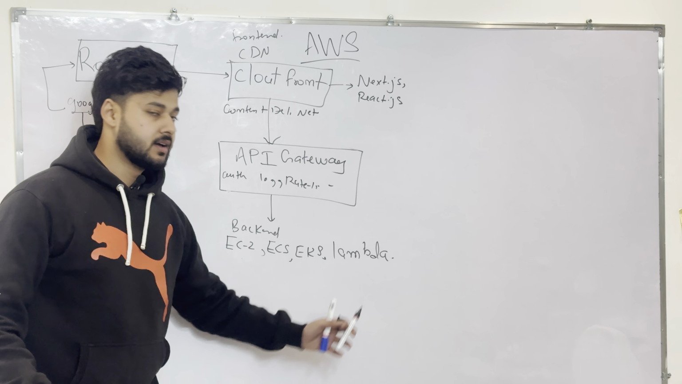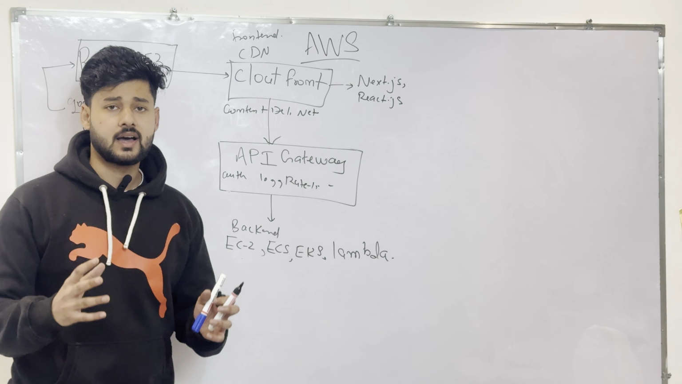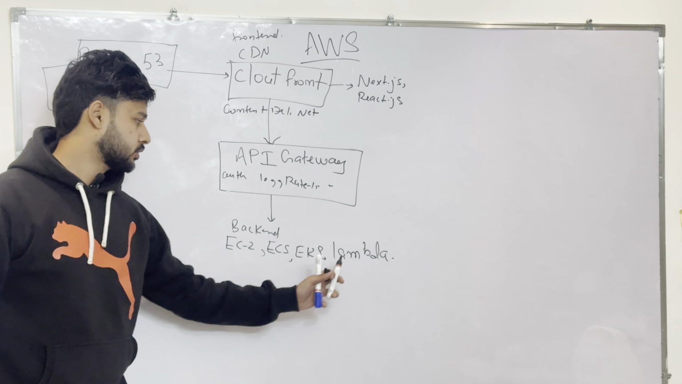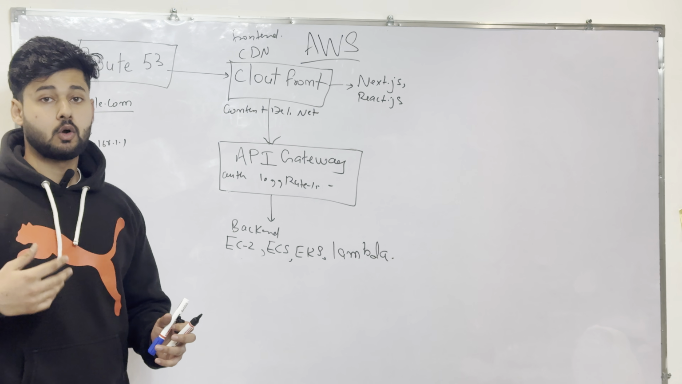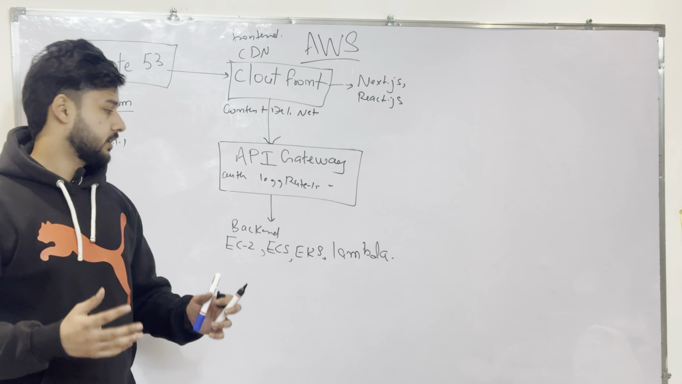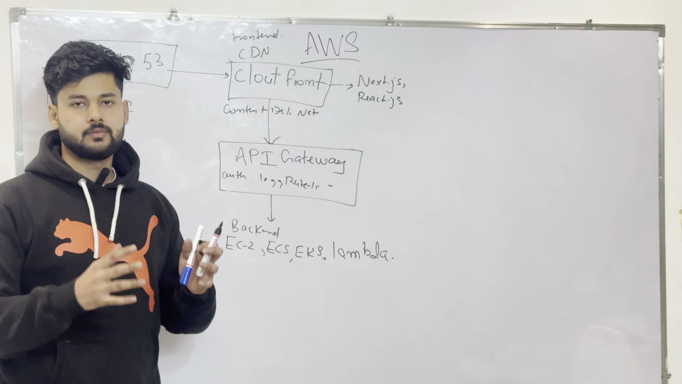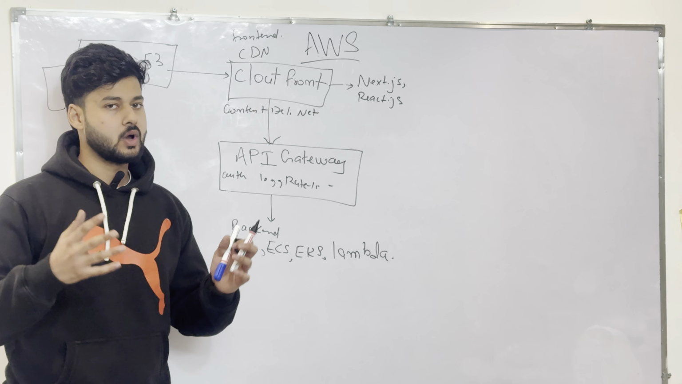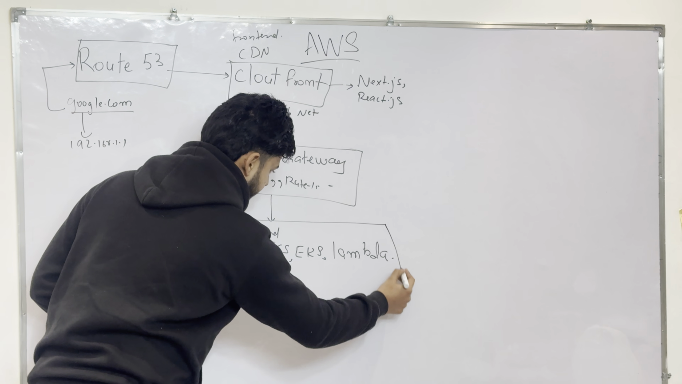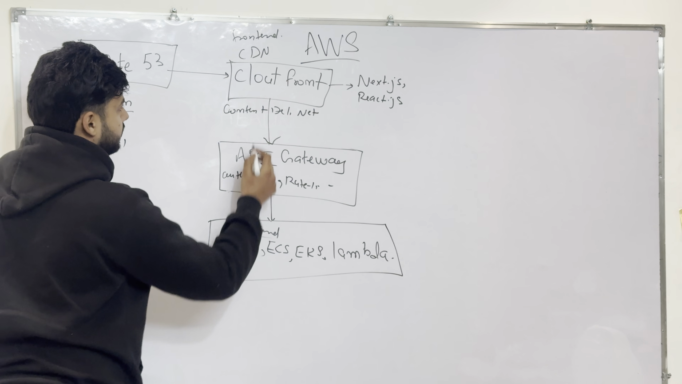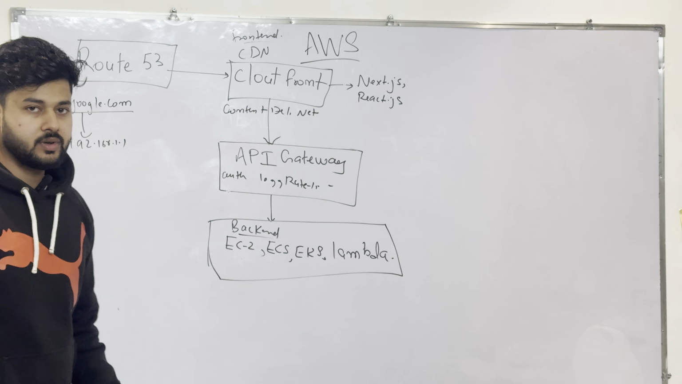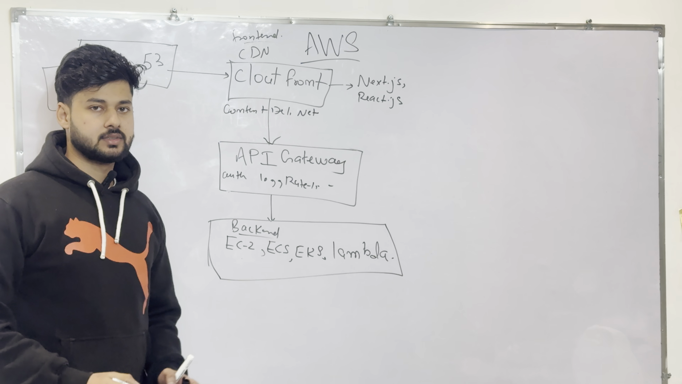Then we have Lambda. Now you must have heard about event-driven architecture. For that, we use Lambda. Basically, this gives us cloud functions. This follows the pay-as-you-go model: for the time your function runs, only that much you have to pay. So these four things will cover your backend. Now we have to take care of the database and files.